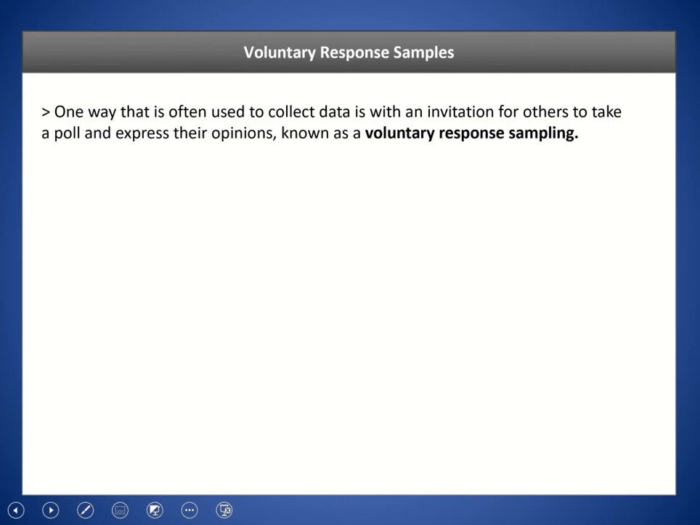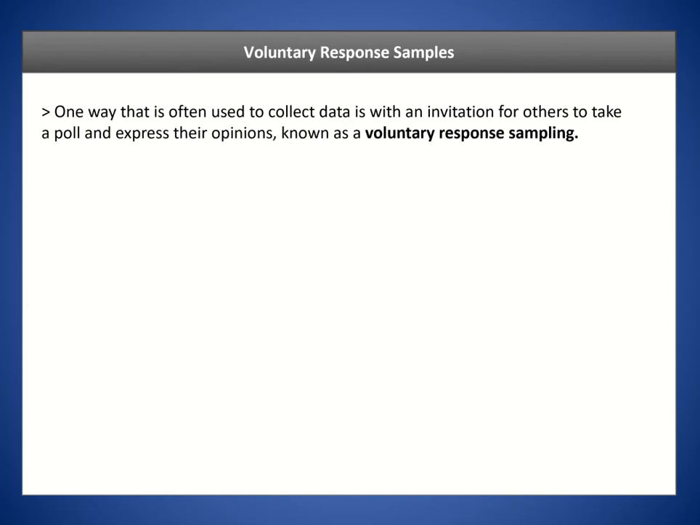All right, so the next type of sampling is the voluntary response sample, and it's basically how it sounds. You're taking volunteers to respond to your study. One way that is often used is with an invitation. You do a general invitation for others to take a poll, express their opinions, etc. And that's known as voluntary response sampling.